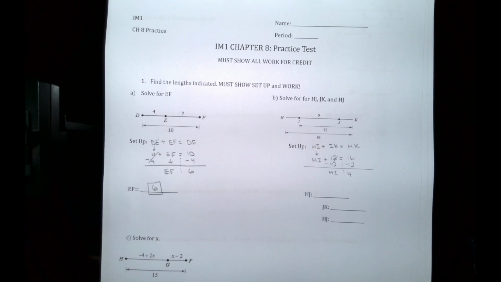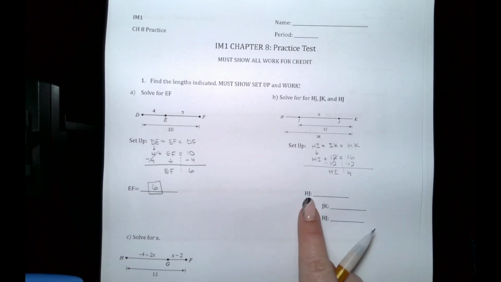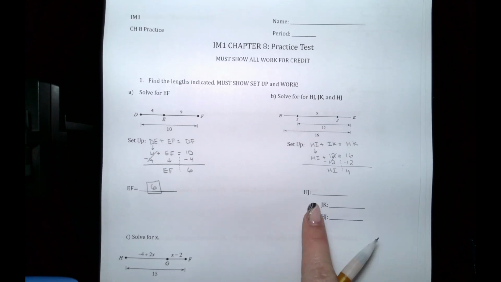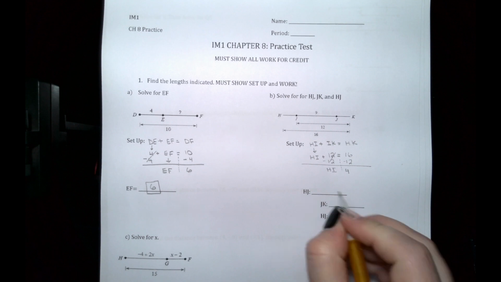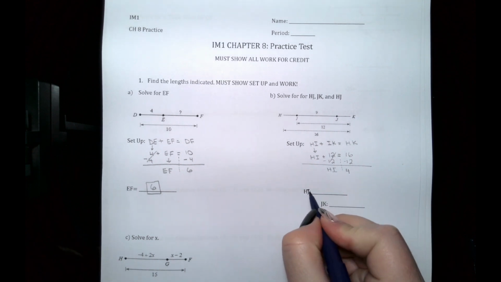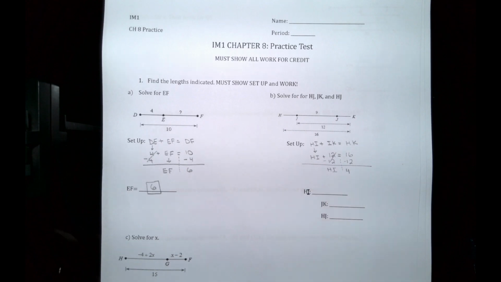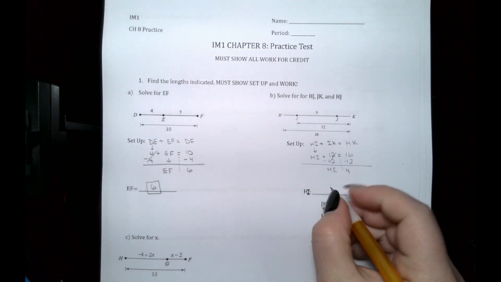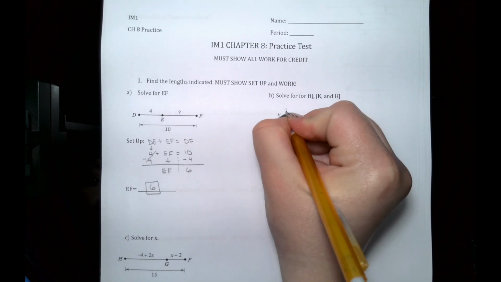And it does look like I did create a typo. This should say an HI. It looks like I put an HJ. So let's create this first one as an HI to fix my typo. So HI is 4. So I'm going to place that 4 here.